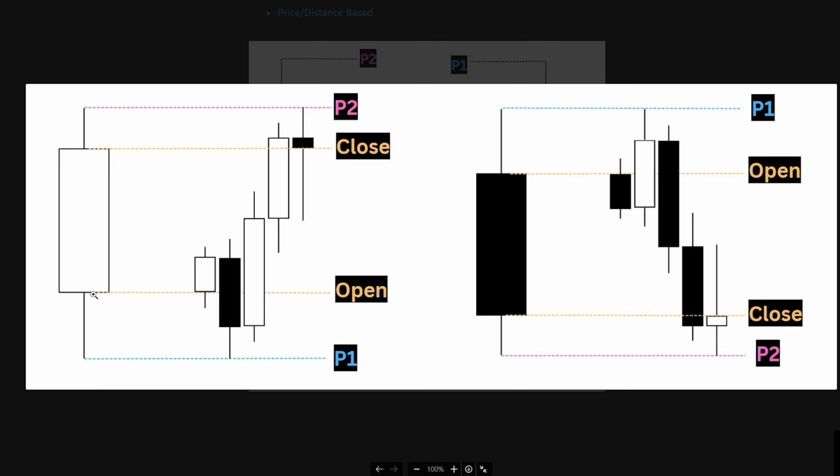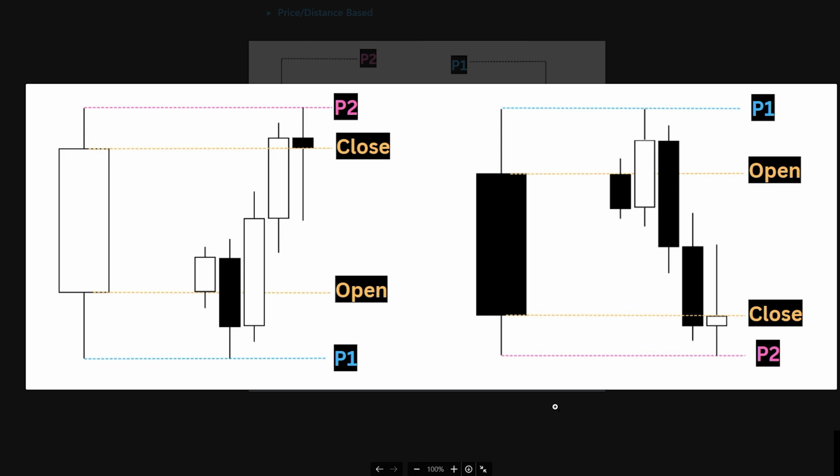So this is a bullish candle, so the first pivot and the second pivot, the first one is this one, so this is P1 and P2. Now if we are considering a bearish candle, open, high, low and close, this one came first and this one came later, so same thing.